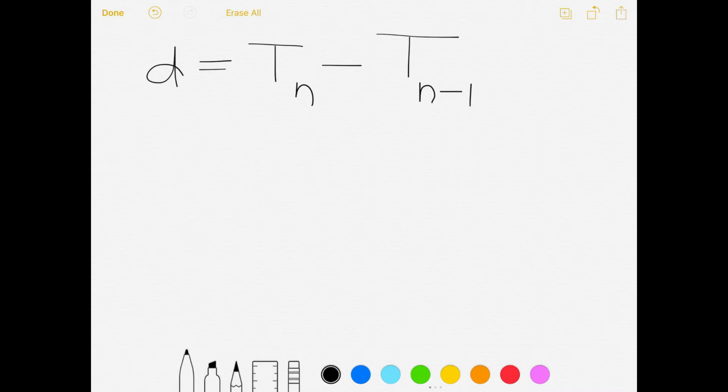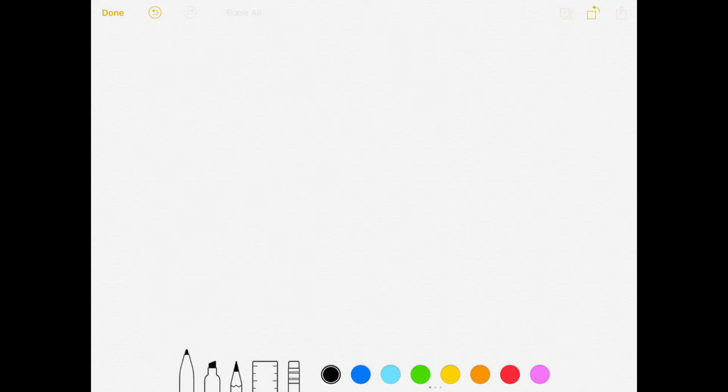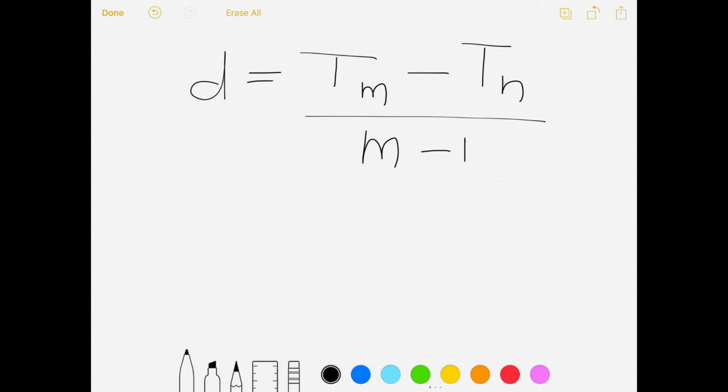अगर आपको दिया जाता है कि mth term of an AP is this, मान लीजिए आपको दिया है, और nth term of an AP is this, ये भी आपको ऐसे दिया गया है, then you can use a very shortcut formula to find the difference, that is D equals to Tm minus Tn divided by m minus n.